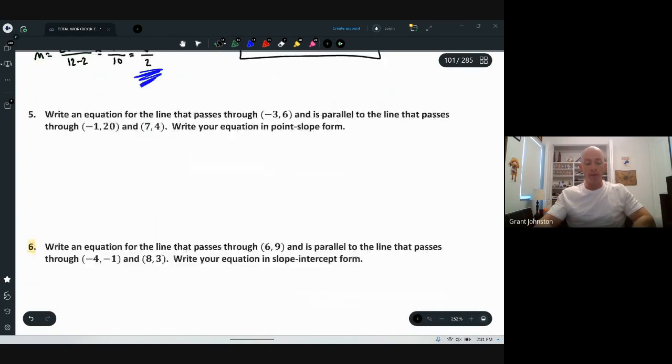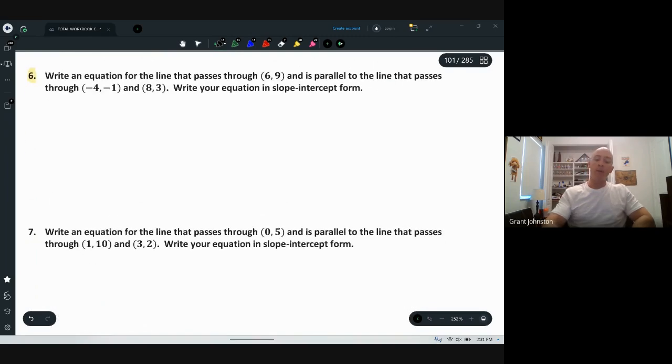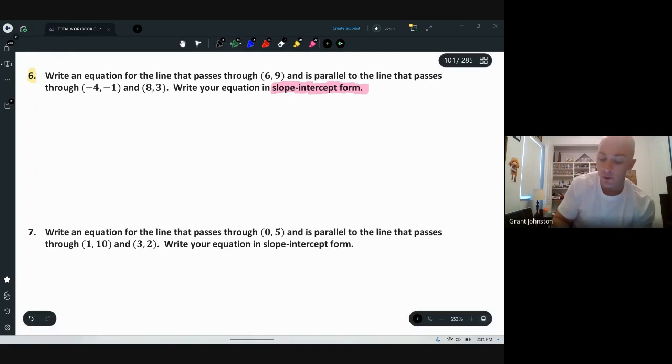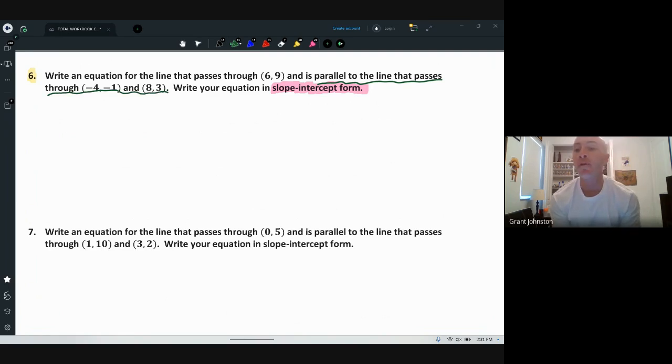I'm going to let you do 5. I'm going to do 6. Reason being is because this one's a tad bit different because it wants it in slope-intercept form. So write an equation for the line that passes through 6, 9 and is parallel to the line that passes through negative 4, negative 1 and 8, 3. Okay. So again, the first thing we need to do, since it's parallel to the line that passes through this, is find the slope of the line that passes through those 2 points.